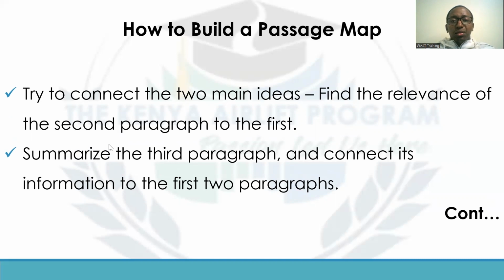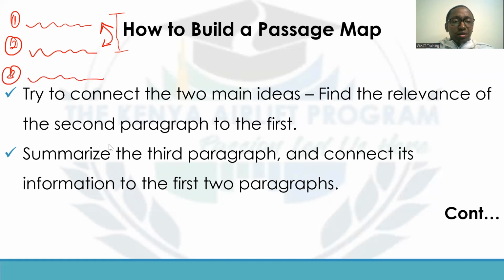Notice that we are now building up. You have the first paragraph summary, the second paragraph summary, and you've connected these two, so you more or less know the full story behind these two paragraphs. Then do the same for the third paragraph. You have a very short summary of the third paragraph, then you connect its information to the first two paragraphs. Because you've already related the information in the first and second paragraphs, now you relate the third paragraph to all this information as a whole, not one paragraph by one.